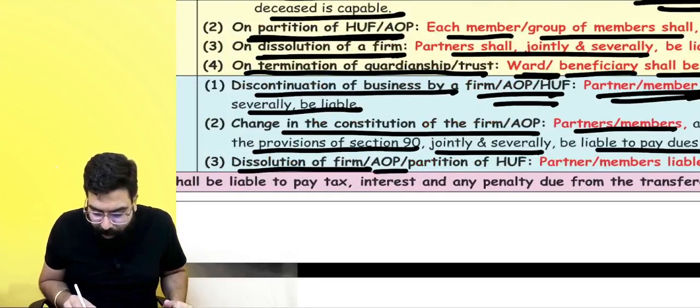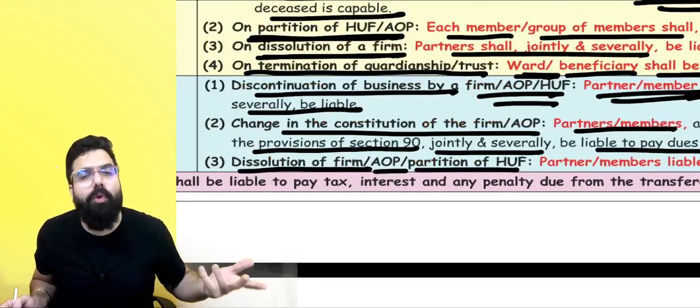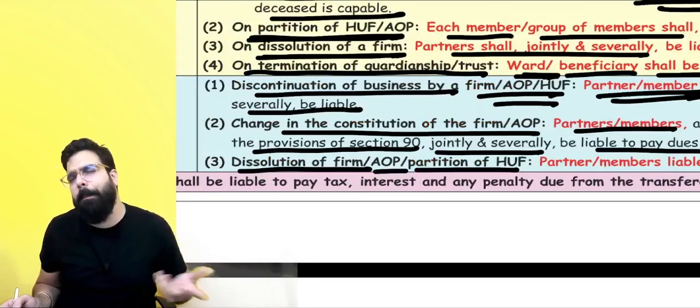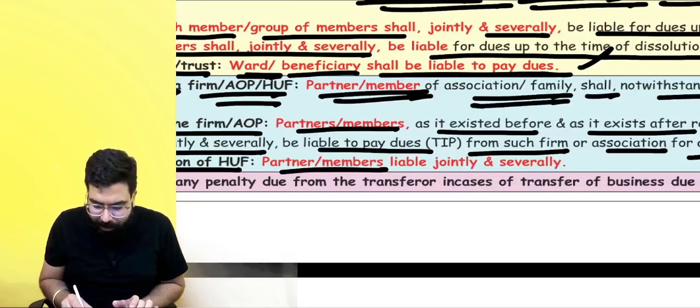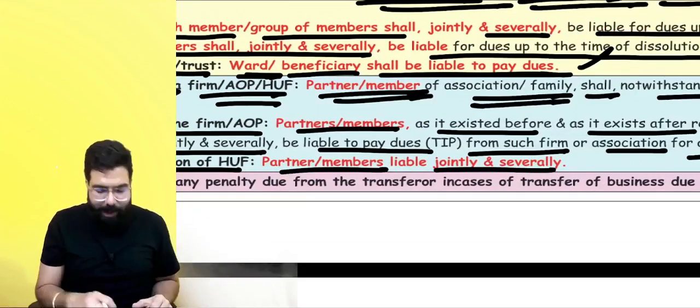Sir, dissolution of a firm, AOP or partnership firm has happened. Who shall be liable? Dissolution of firm has happened. Partners or members shall be jointly and severally liable.